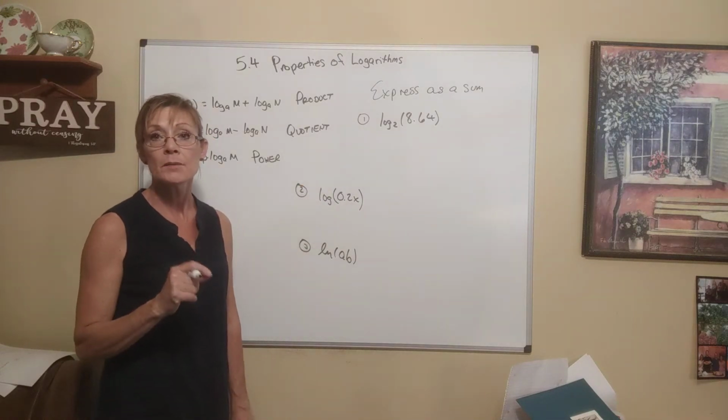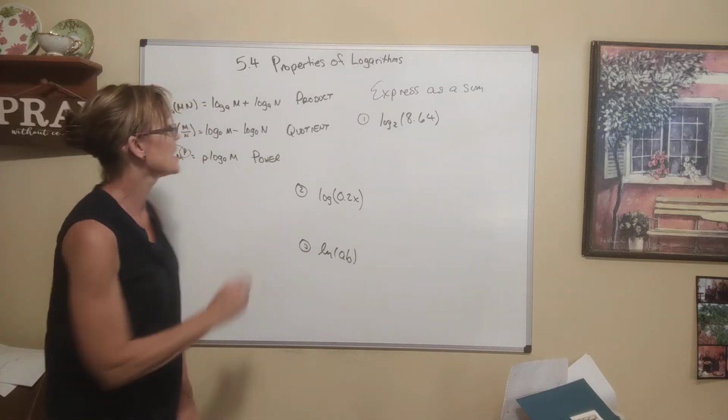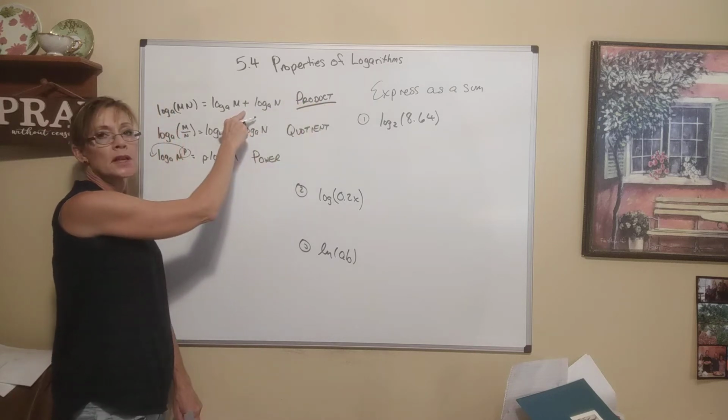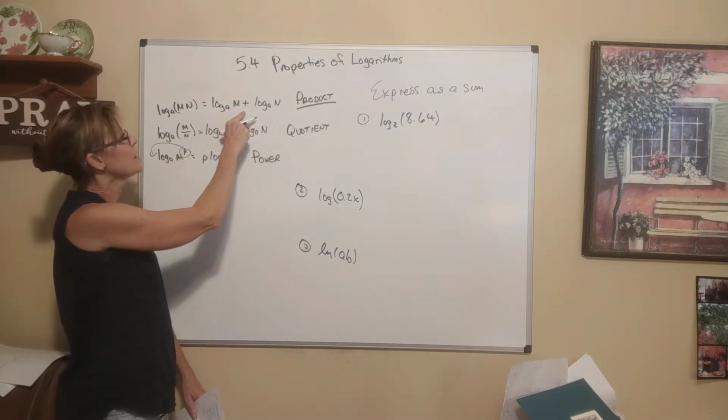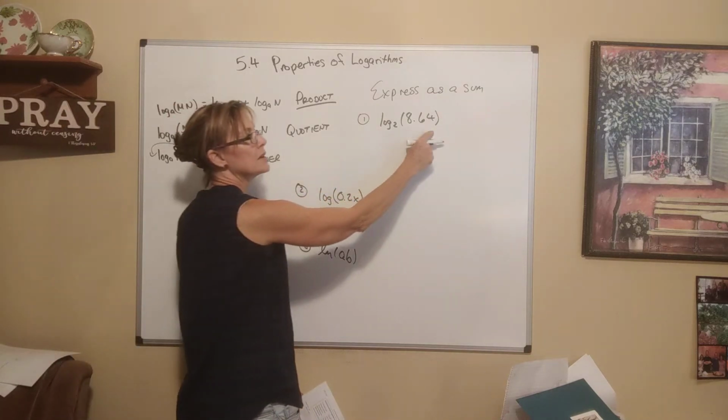A sum means plus sign. So if you look at the rules you're allowed to use, look for a plus sign. And so we find it with the product rule right here. This has the plus sign. What has to happen to use a plus sign? You have to have a log of two things being multiplied. We have two things being multiplied here.